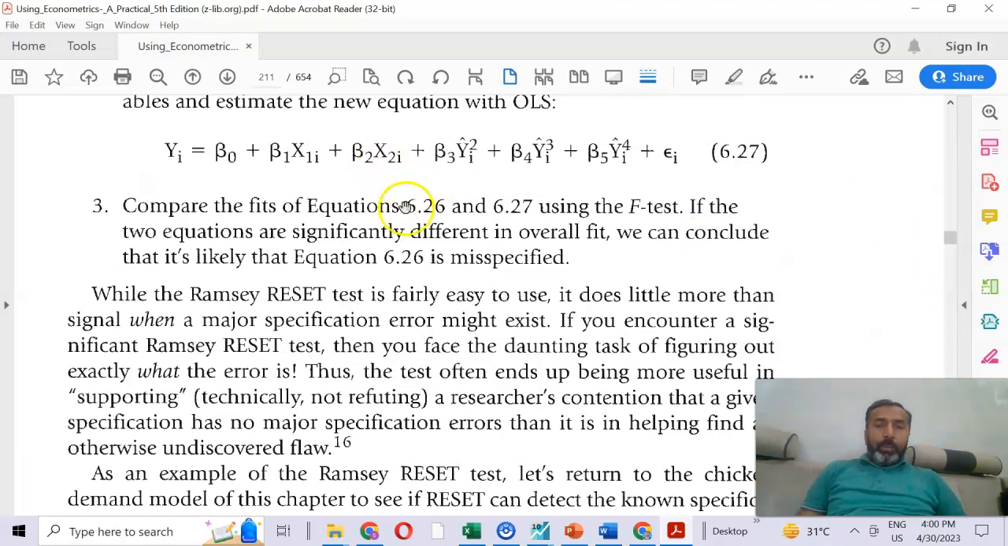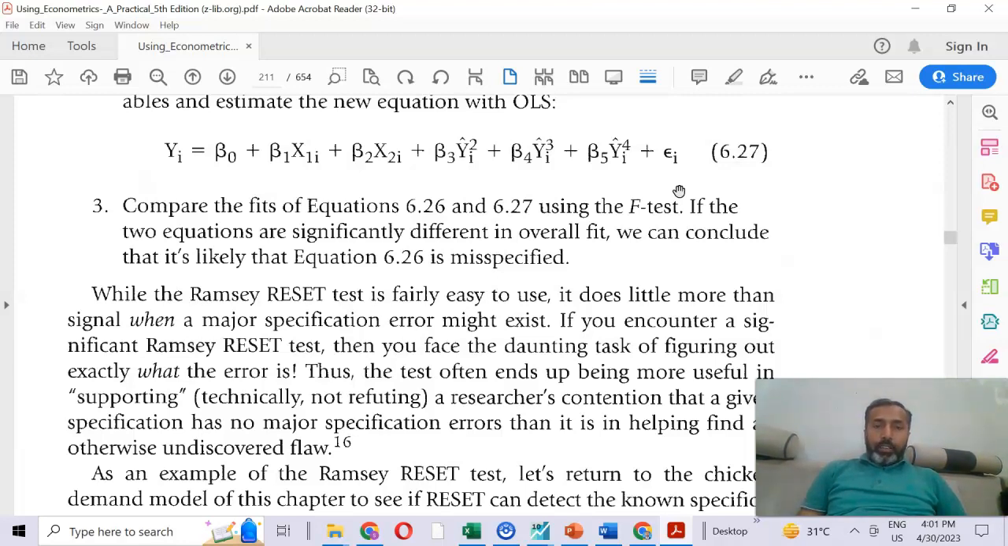And then we compare these two equations and we'll see whether beta 3, beta 4, and beta 5 are jointly equal to 0 or not. So the null hypothesis of the Ramsey regression specification error test is that beta 3 is equal to beta 4 is equal to beta 5 is equal to 0, or in other words, you can say that the null hypothesis of RESET is there is no specification error in the equation.